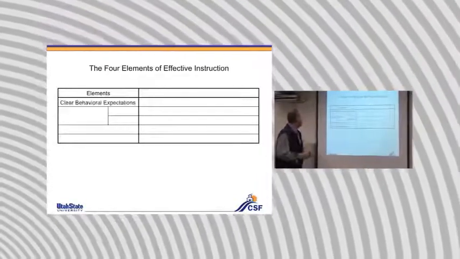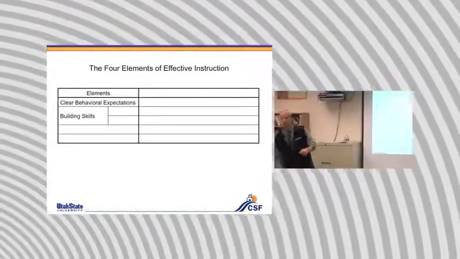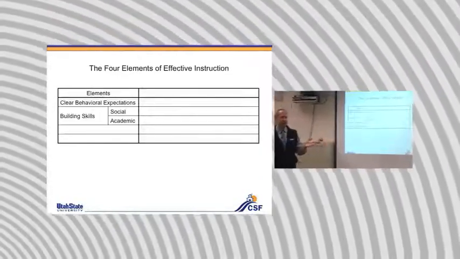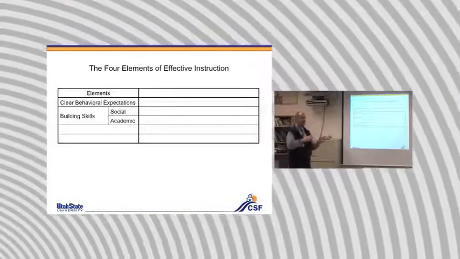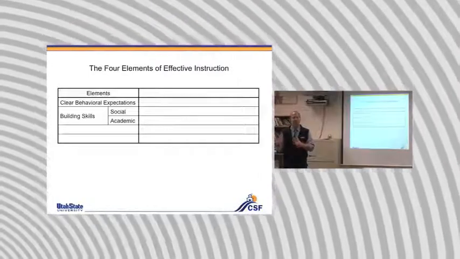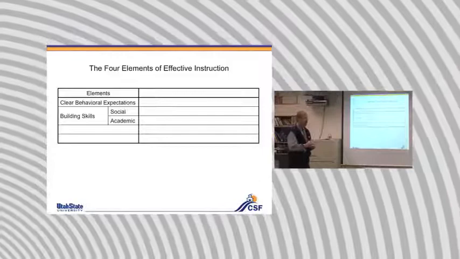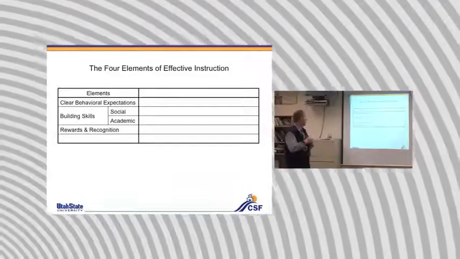Okay, so here are the elements again. Clear behavioral expectations. Skill building. Now, we split skill building up into social and academic because we know that there are two different sets of skills that are interwoven together, because kids' academic success impacts their social interactions, and their social skills actually impact their ability to access academic success, so they're kind of woven together. The rewards and recognition part and positive relationships.